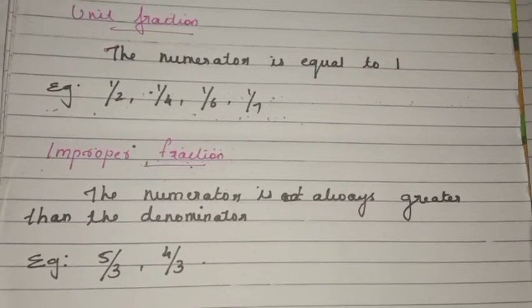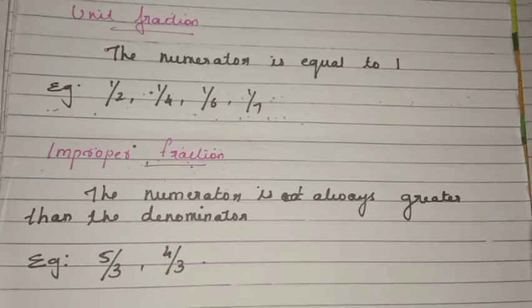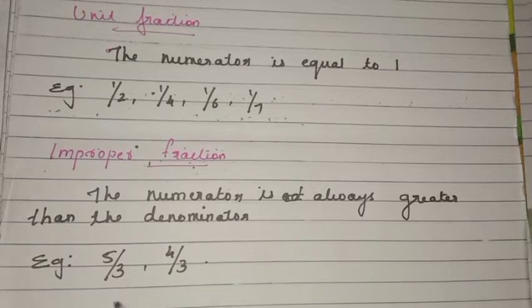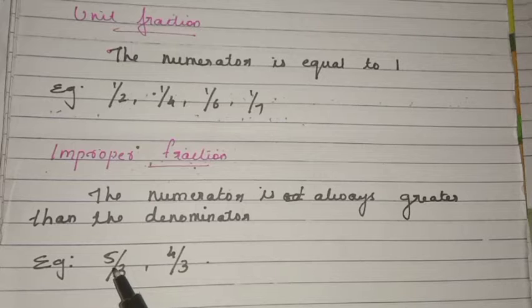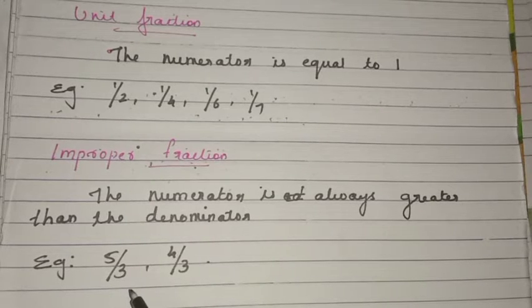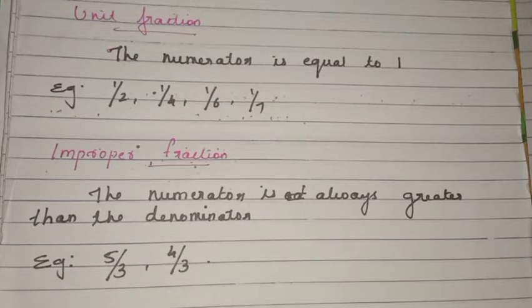Next one is improper fraction. The numerator is always greater than the denominator. So in this fraction, the numerator is always greater than the denominator. The numerator will be the bigger number and the denominator will be the smaller number. Such fractions are called improper fractions.